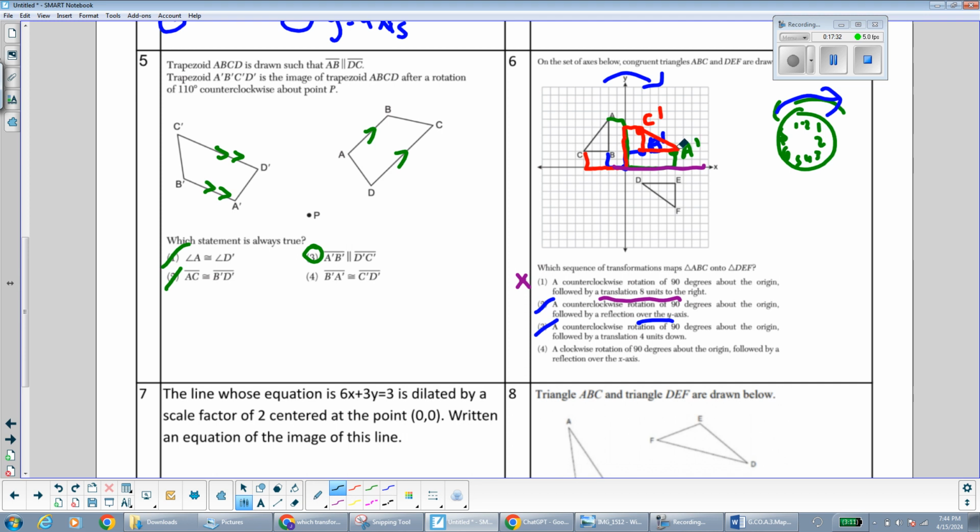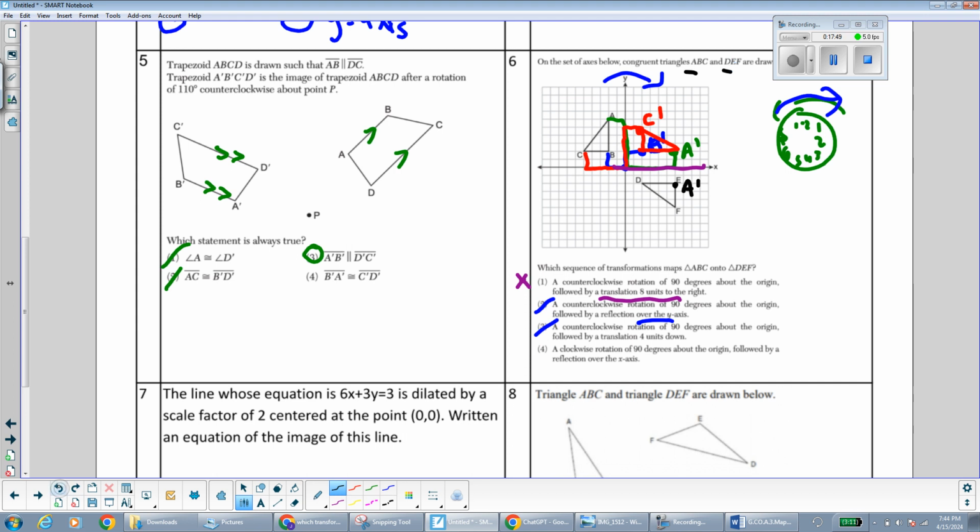So A prime is here. So it's 1, 2 spaces. So it's going to go here to where E is. But already that's not good because A needs to match up to D, not to E. So already that's not even going to be the correct orientation.